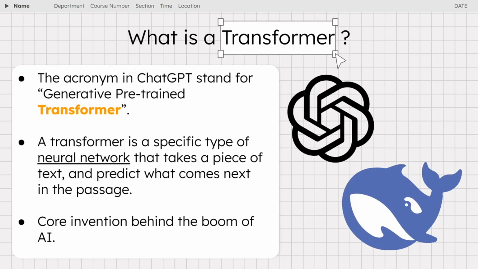So, what is a Transformer? Well, you might have heard of ChatGPT and used it yourself even, but not many people know what the GPT at the end stands for. It stands for Generative Pre-trained Transformer. A transformer is a specific type of neural network that takes in a piece of text and predicts what comes next in the passage. And this invention is the core invention behind the boom of AI.